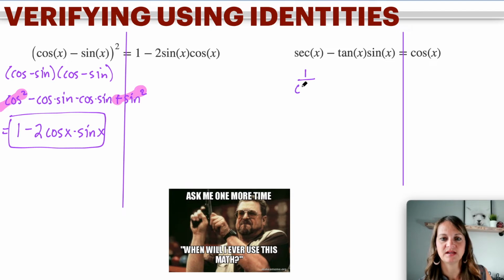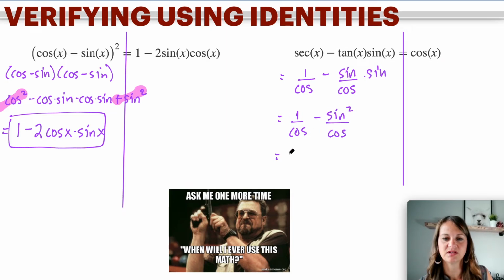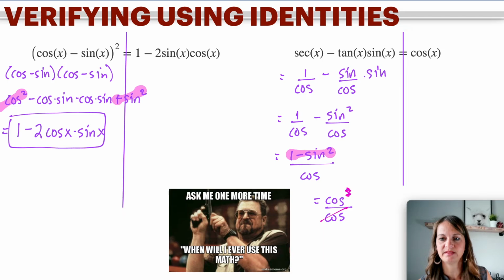Replace everything with sines and cosines. That has the same denominator, so I can combine. And I notice that this is a Pythagorean identity, which is cosine squared. And cosine squared divided by cosine cancels one of them, leaving you with cosine.